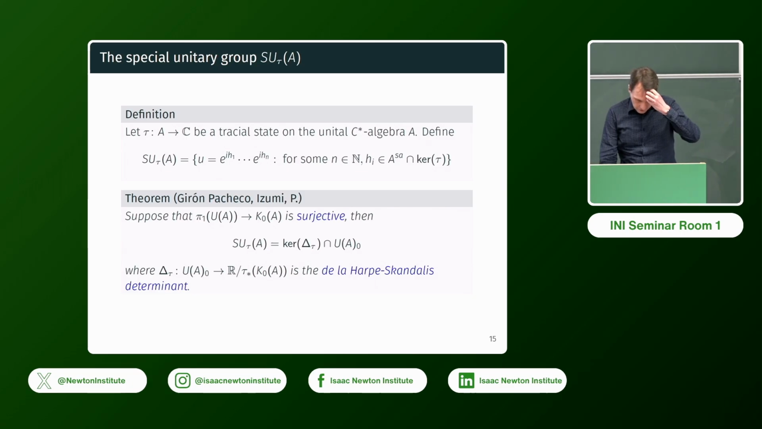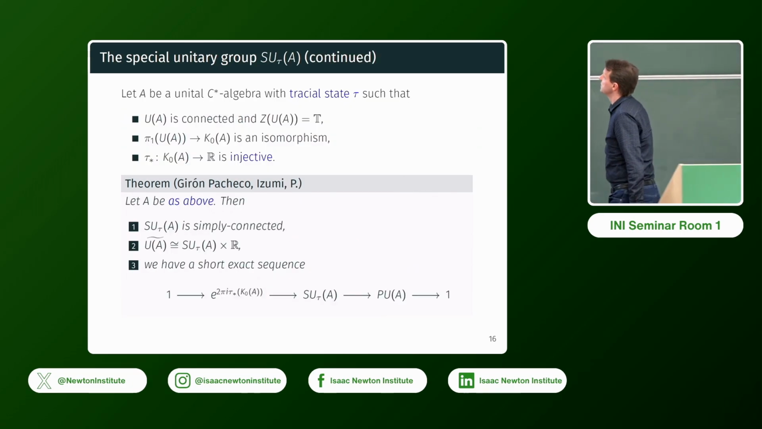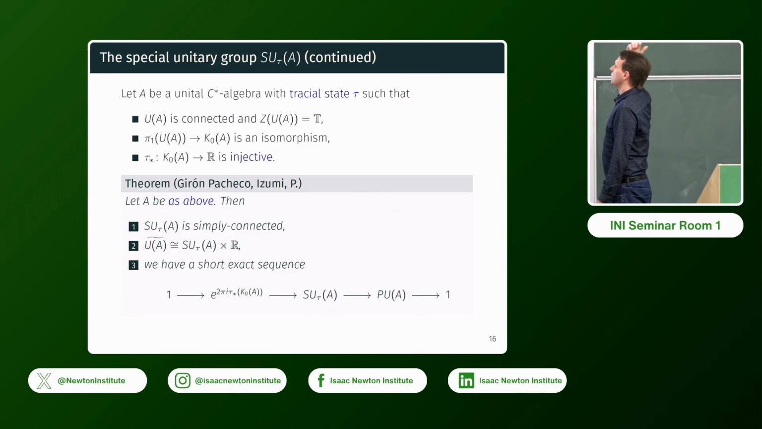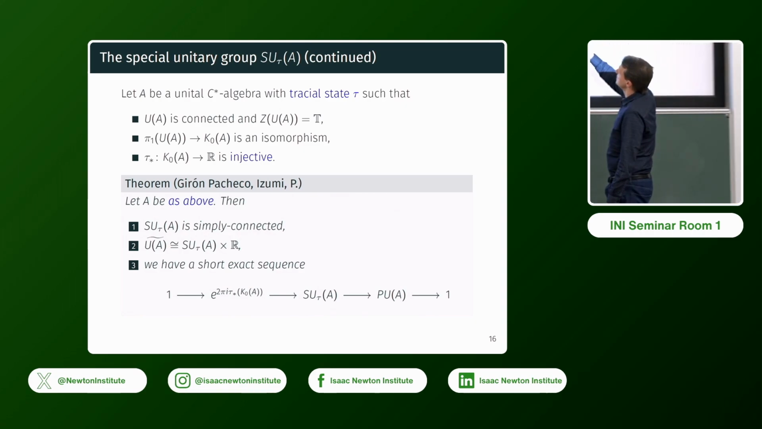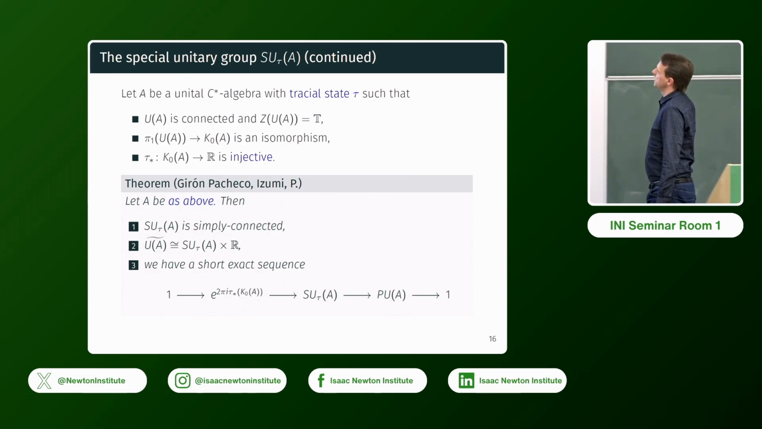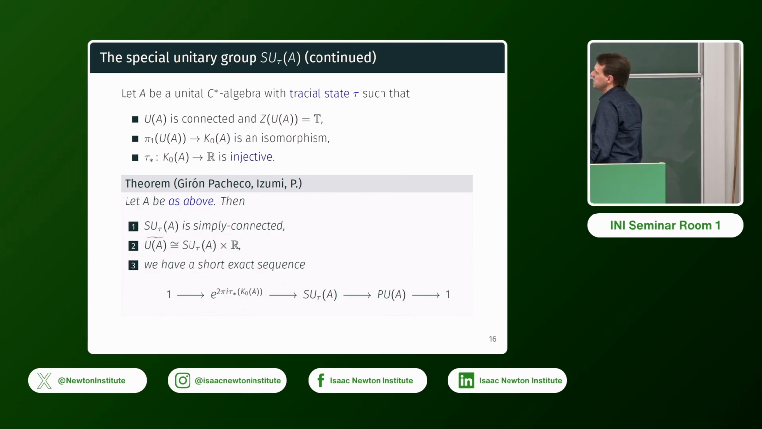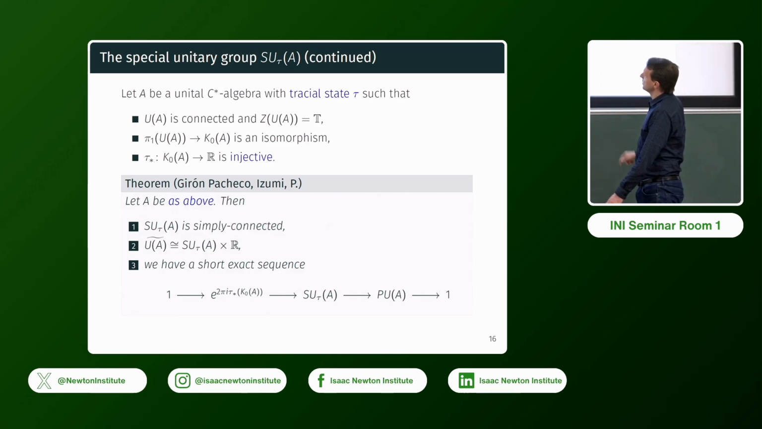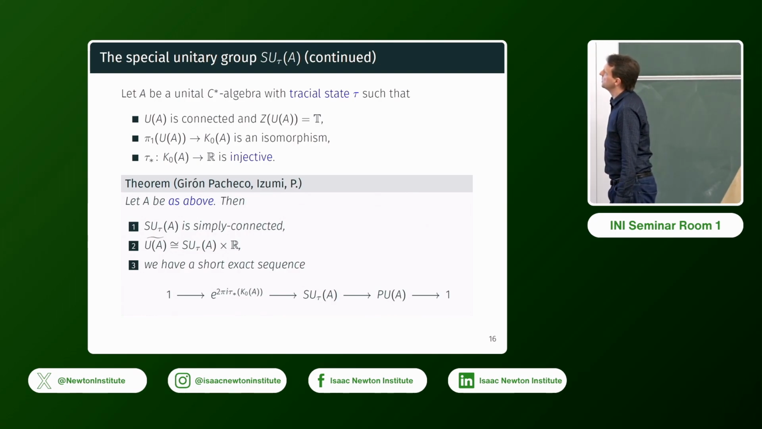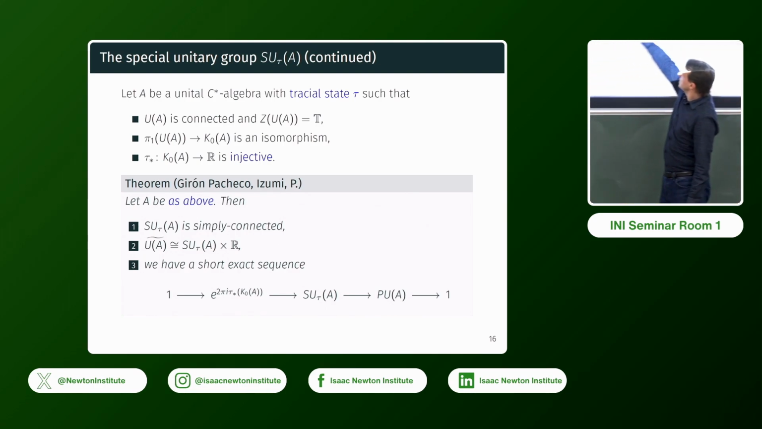And if you have all of the assumptions that Izumi had, so U of A connected, centers the circle, and you have this isomorphism, plus one additional thing, namely that K0 of A injects into the real numbers via the trace, then this special unitary group behaves even more like the special unitary group that you know and love from the finite dimensional case. So in particular, it will be simply connected.